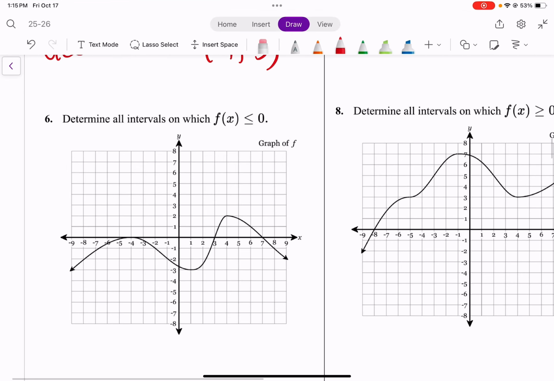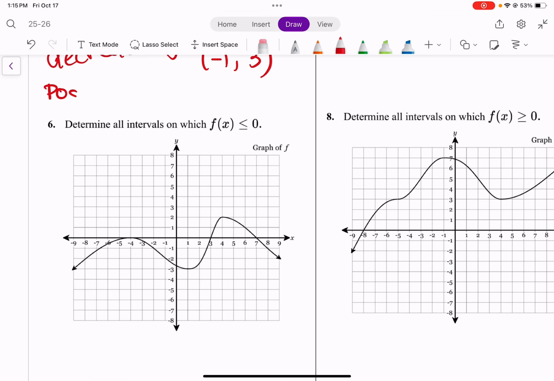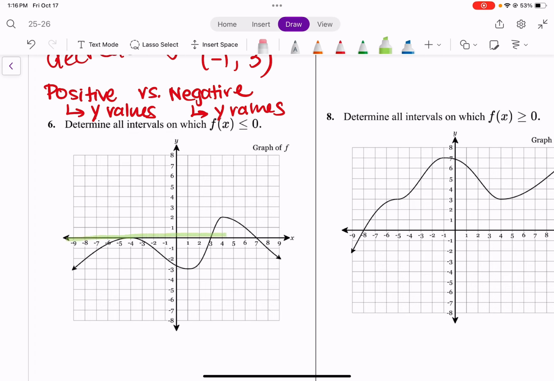Okay, the next topic that we're going to talk about is positive versus negative. Positive versus negative refers to the y values. So when we talk about positive, we mean positive y values. When we talk about negative, we're talking about negative y values. So in a graph, what really splits up positive from negative y values is the x-axis. Anything above the x-axis is positive, and everything underneath is negative.